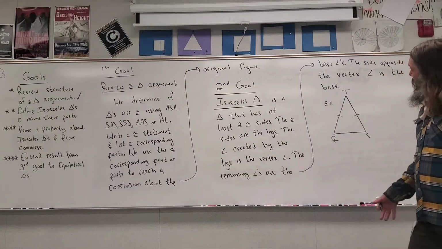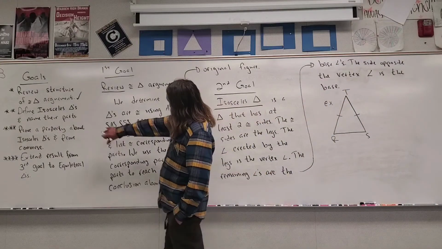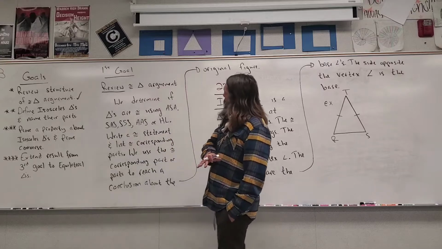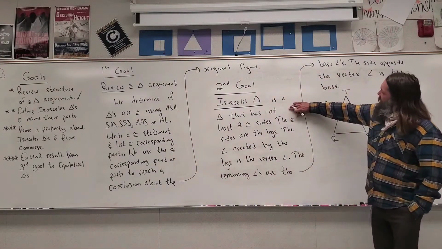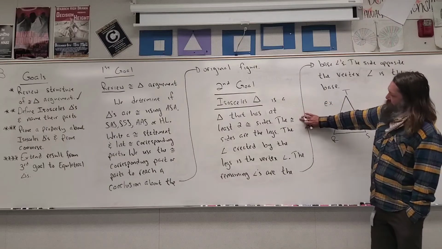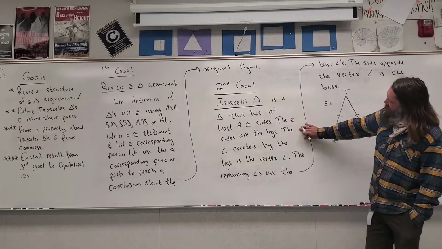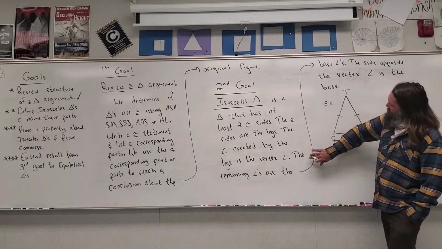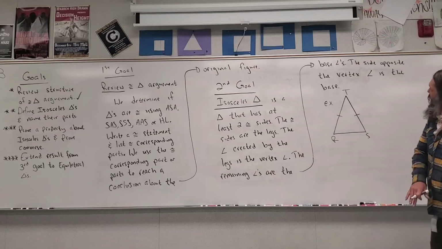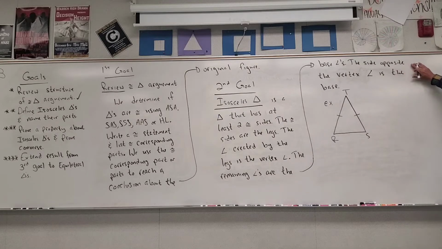All right, the second goal, which is to define isosceles triangles and name their parts. An isosceles triangle is a triangle that has at least 2 congruent sides. The congruent sides are called the legs. The angle created by the legs is the vertex angle. The remaining angles are the base angles. The side opposite the vertex angle is the base. I went through that a little bit fast, but I think it'll be okay.